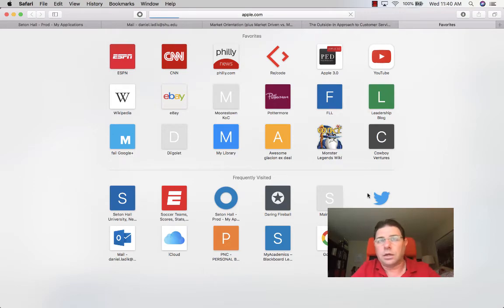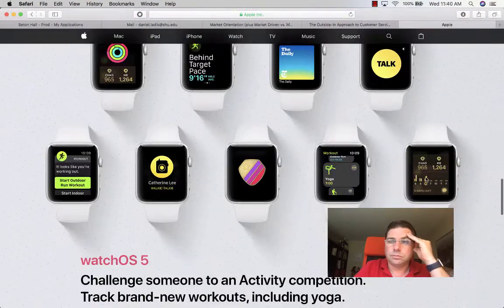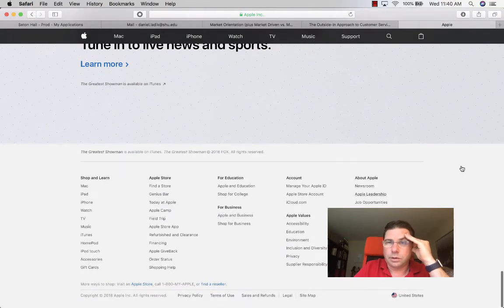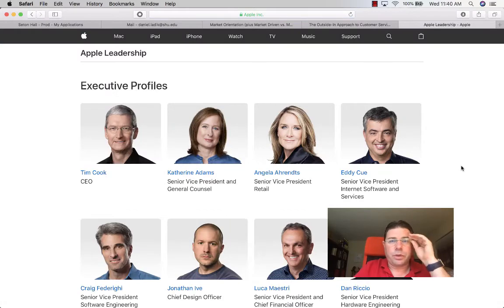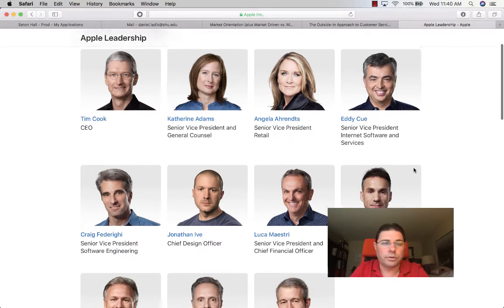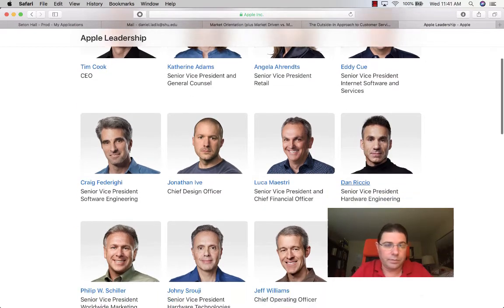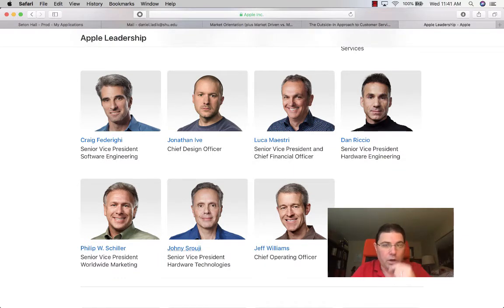If you go to Apple.com, there's the WWDC. Apple leadership. If you look at Apple's leadership, this is the senior leadership: CEO, legal, retail, internet software and services, software engineering, design, CFO, hardware engineering, marketing, COO.